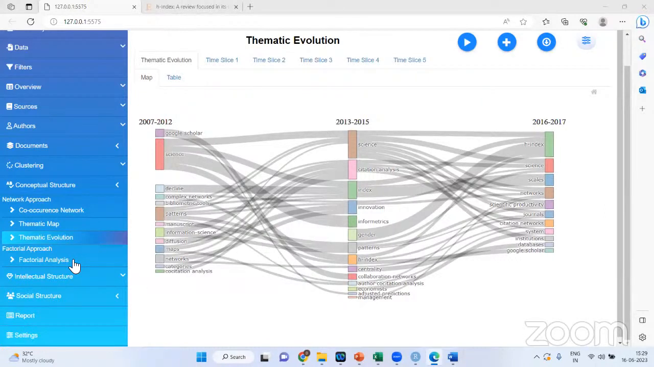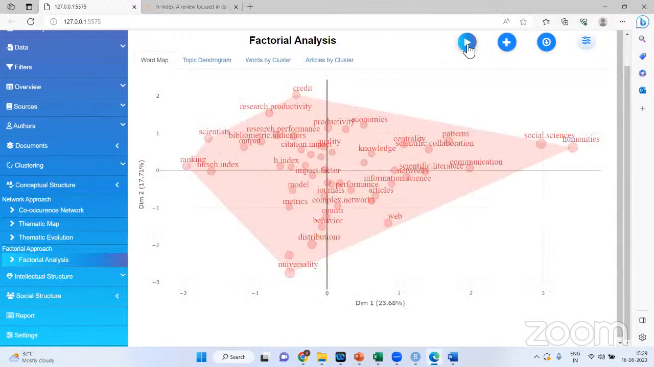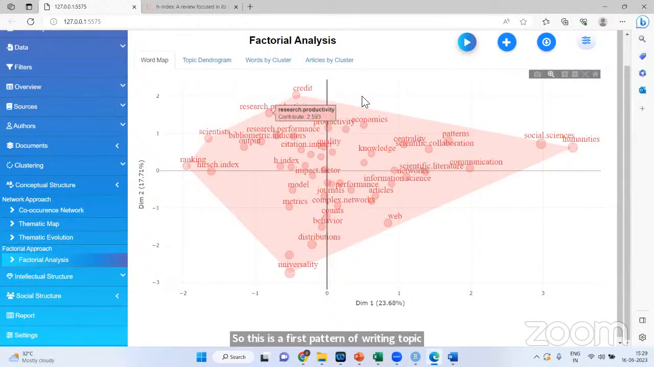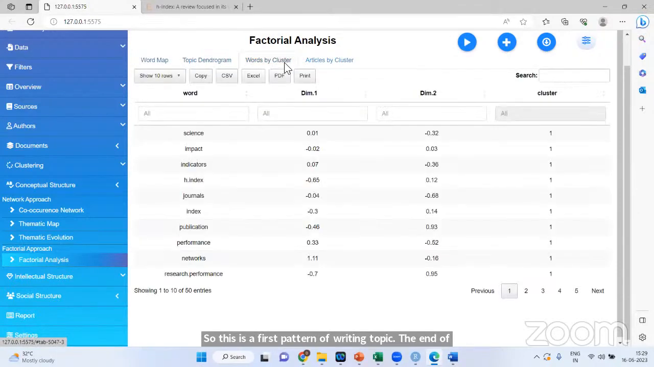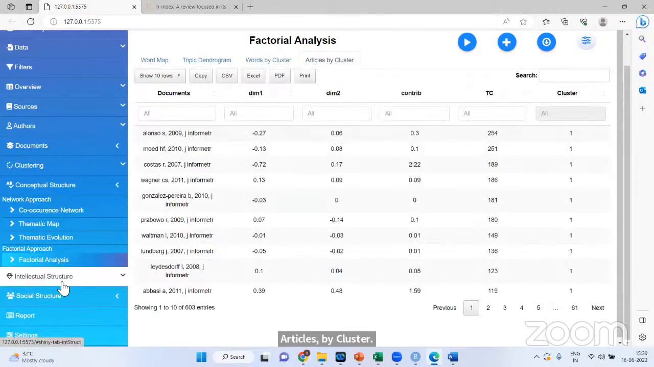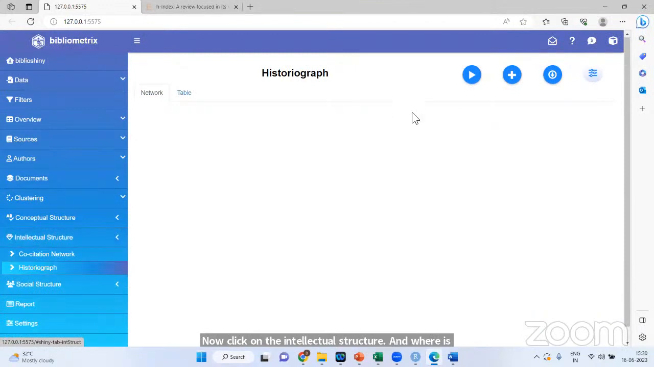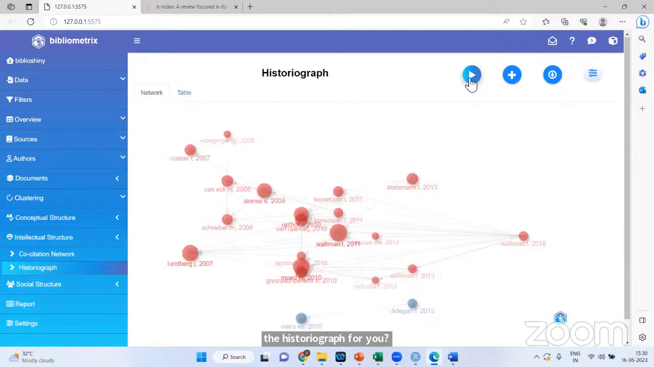Now click on the factorial analysis. So this is the first pattern of writing. Topic dendrogram. So it is not generating words by cluster, articles by cluster. Now click on the intellectual structure. And here is the historiograph. Vidisha, for you, just see. In intellectual structure, see this historiograph.